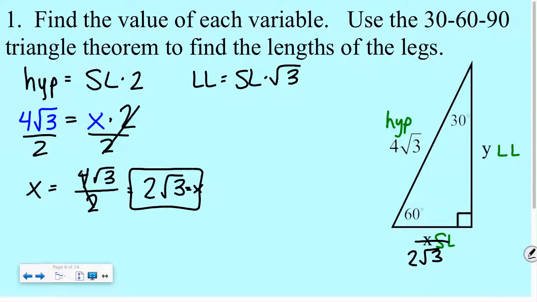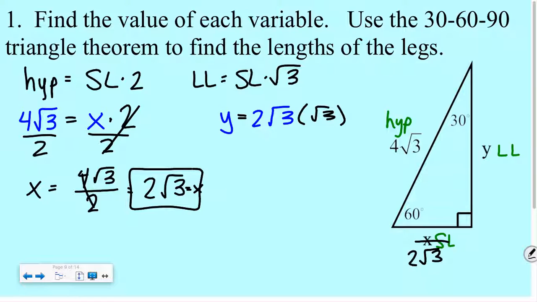Okay, then we still have to find the long leg, y. We're obviously probably going to have to use the long leg rule. So instead of LL, long leg, we're going to substitute y in. Equals the short leg. What's the length of my short leg? 2 square root 3. It was x, but we figured out that now it's 2 square root 3, so we're going to put 2 square root 3 in there. Times the square root of 3.